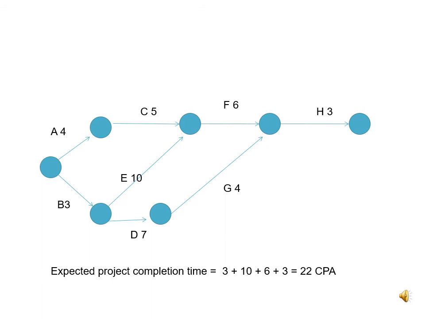The slide in front of you gives you the solution for example 2. The expected project completion time is 22, which is the critical path, that is 3 plus 10 plus 6 plus 3, which gives you 22. It is normally along the path A, B, E, F and H.